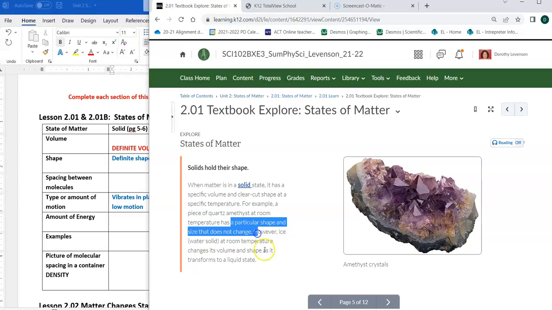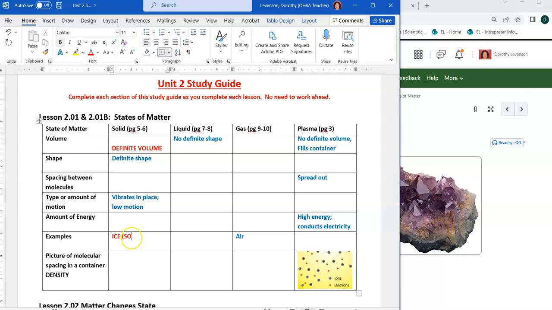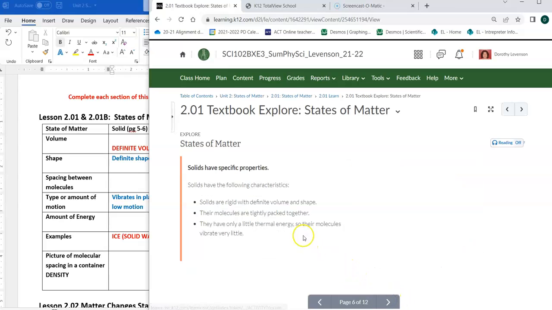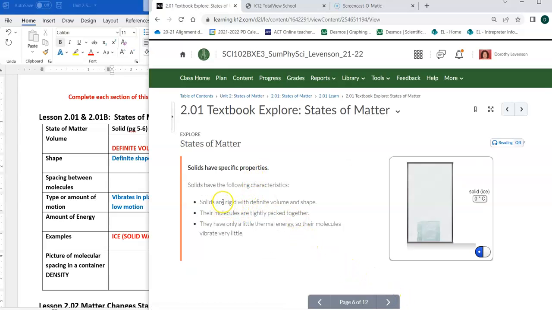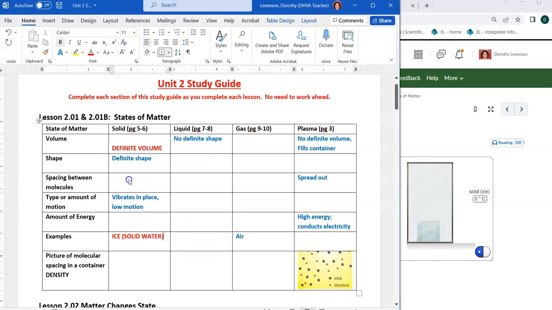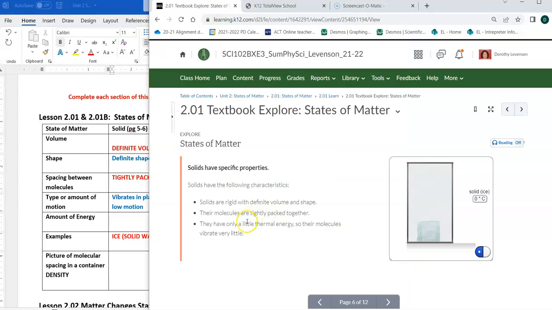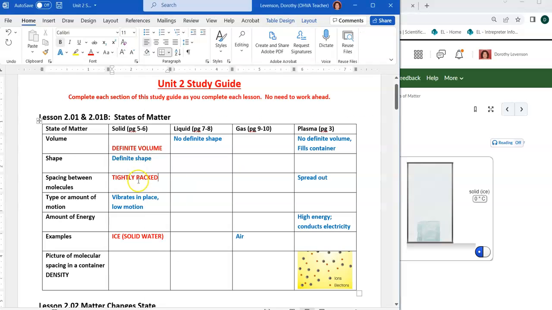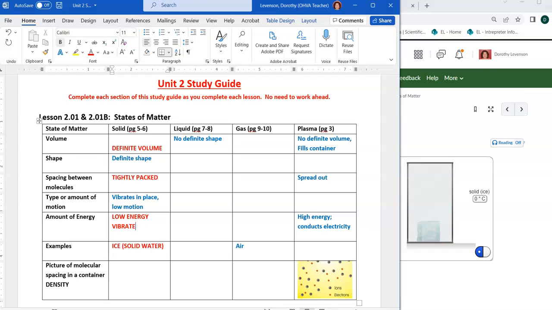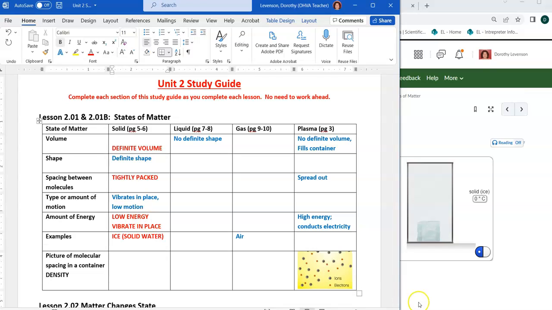So we can see they have a particular shape. An example is ice, which is a solid at room temperature. Ice, which is solid water, right? And we can go on to page 6 and see it has a rigid volume and shape. The molecules are tightly packed. And they have little or low thermal energy, and they vibrate in place. So low energy, vibrate in place, right?